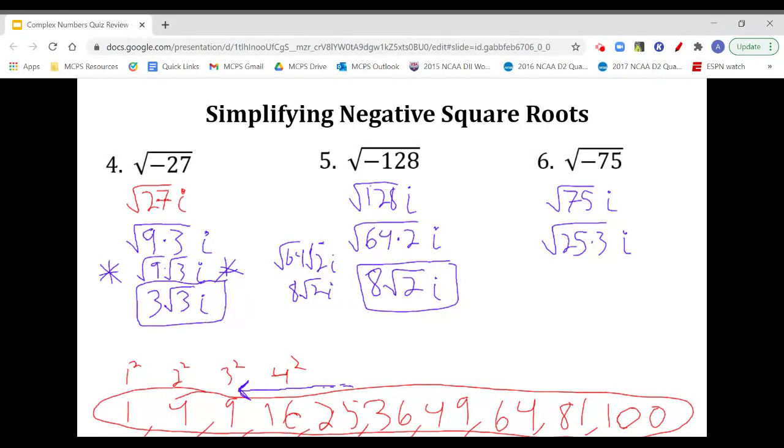And then now I'm splitting it into two radicals. Again, this step you can skip if you want to, but if it helps you visualize and make sense of it, then you can keep doing it. The square root of 25 is 5. The square root of 3 cannot be simplified, and the i is just along for the ride, which leaves us with an answer of 5 root 3i.